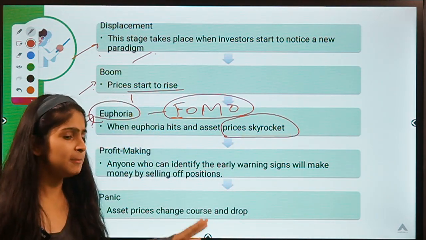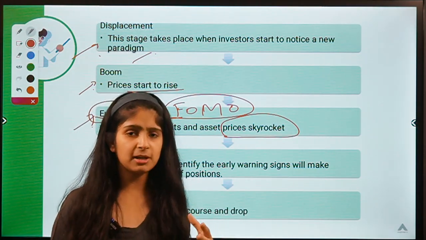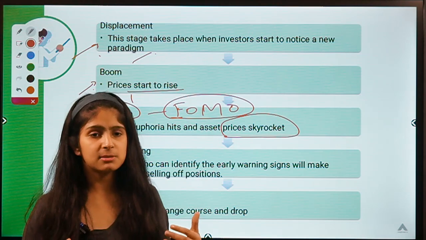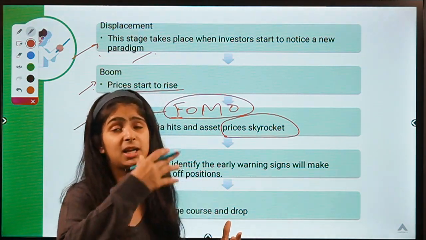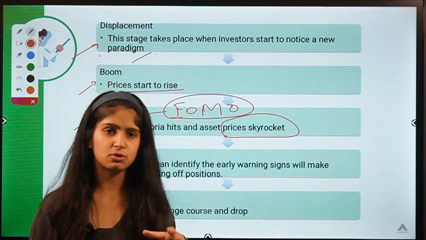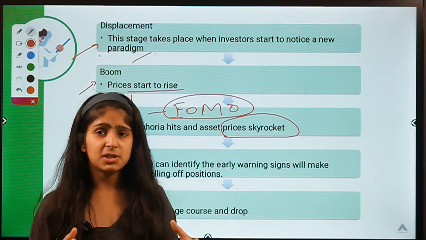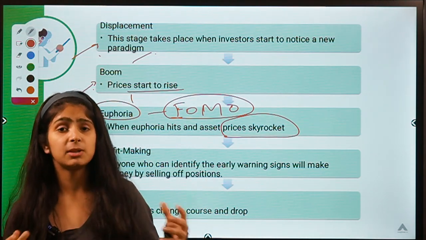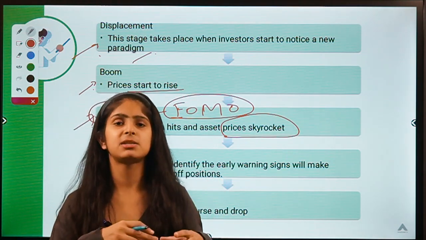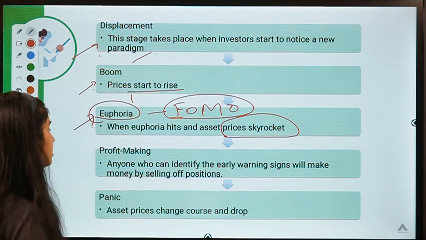See, creation of a bubble does not necessarily mean that the asset is bad or there is some fundamental problem with the asset, but it simply means that the prices are rising way ahead of what it is worth, right? So the asset, the product might be really good, but just because of this herd behavior, the fear of missing out, everyone is trying to put their money in that particular asset, right, where correction is needed.